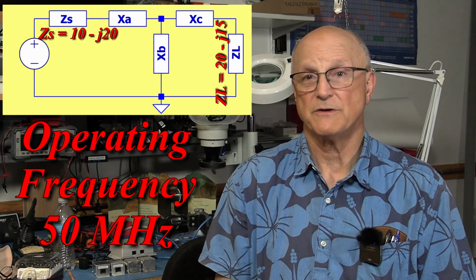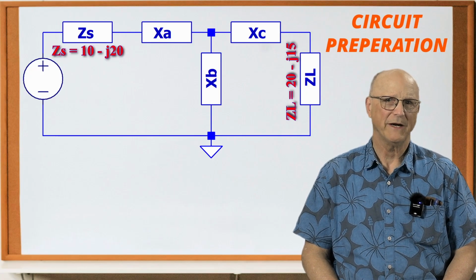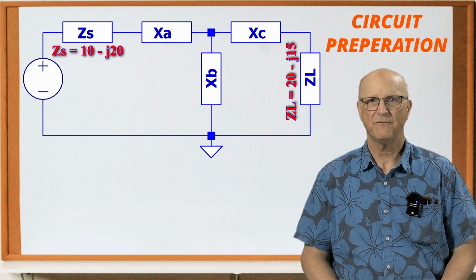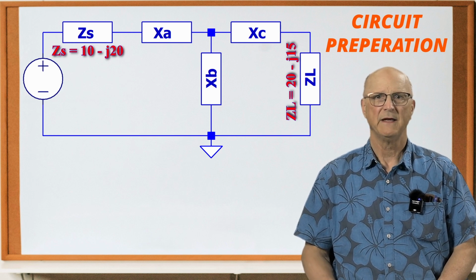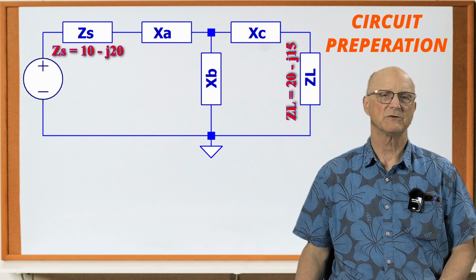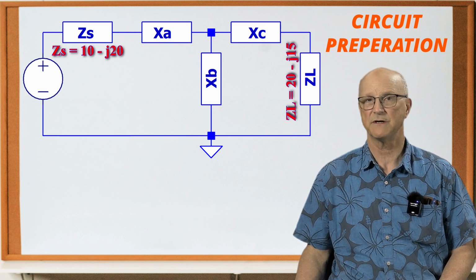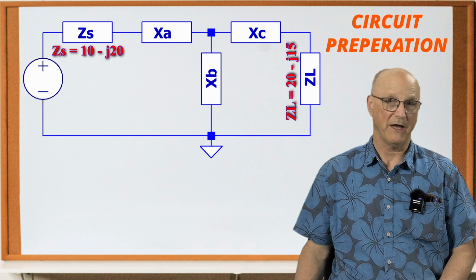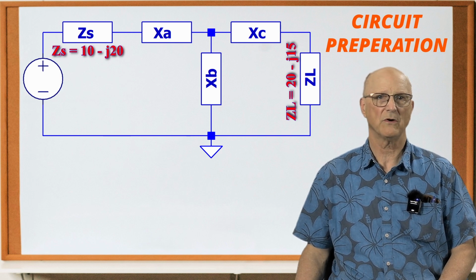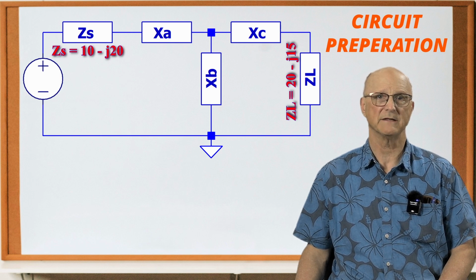Now, we have to prepare our circuit for the mathematical process. To prepare our circuit for the equations, we begin by getting the source and load impedances in the same configuration as the matching networks. If the matching network's reactance is in series, then we must have the associated source or load impedance expressed as a series combination of resistance and reactance. If the matching network's reactance is parallel, then we must have the associated source or load impedance expressed as a parallel combination of resistance and reactance.